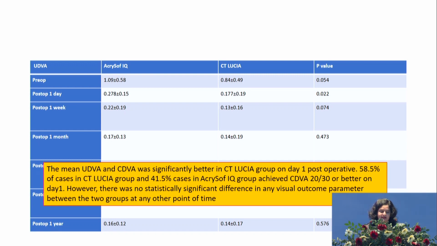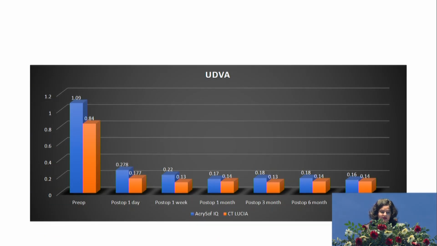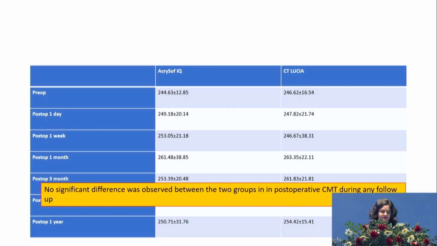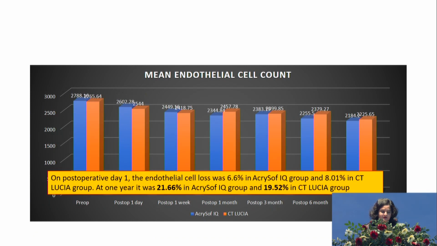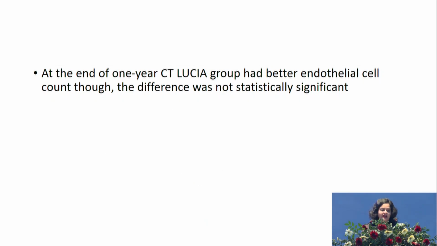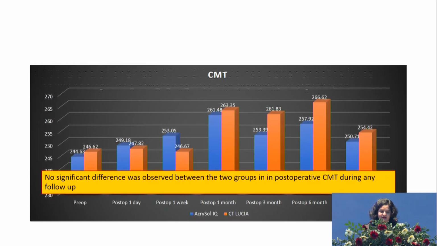However, there was no statistically significant difference in any visual outcome parameters between the two groups at any other point of time. There was no significant difference between the two groups in post-operative central macular thickness during any follow-up. IOP was comparable between the two groups. On post-operative day 1, the endothelial cell loss was 6.6% in Acrysof IQ group and 8.01% in CT Lucia group. At 1 year, it was 21.66% in Acrysof IQ group and 19.52% in CT Lucia group. At the end of 1 year, CT Lucia group had better endothelial cell count. The difference was not statistically significant.